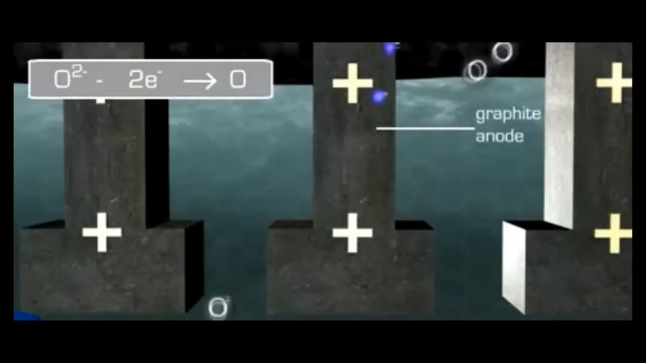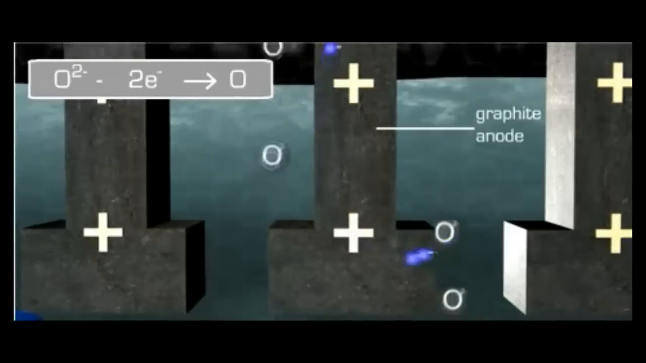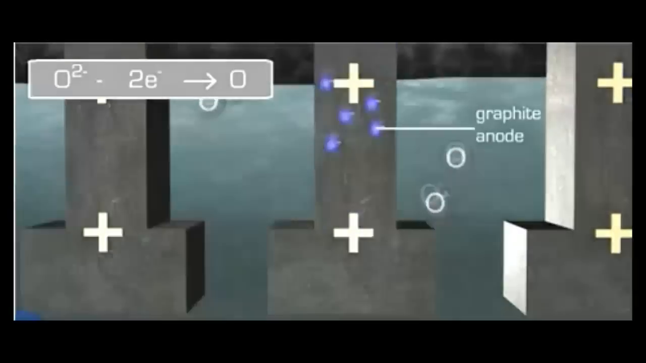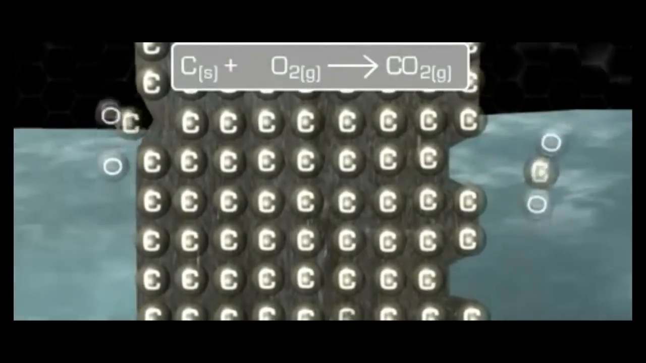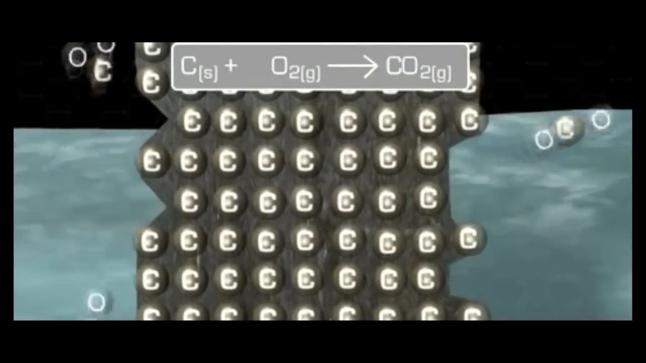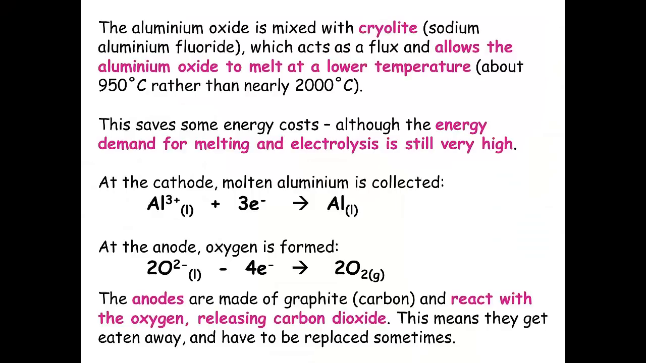The reason that the graphite anodes have to be replaced is that the oxygen which is being formed at the anode will react with the carbon in the anode, forming carbon dioxide gas. So that means that the graphite anode is worn away slowly and therefore has to be replaced. The extraction of aluminium requires huge electrical current. This costs a lot of money to generate and maintain, and therefore the costs are relatively high for the extraction of aluminium from its ore.